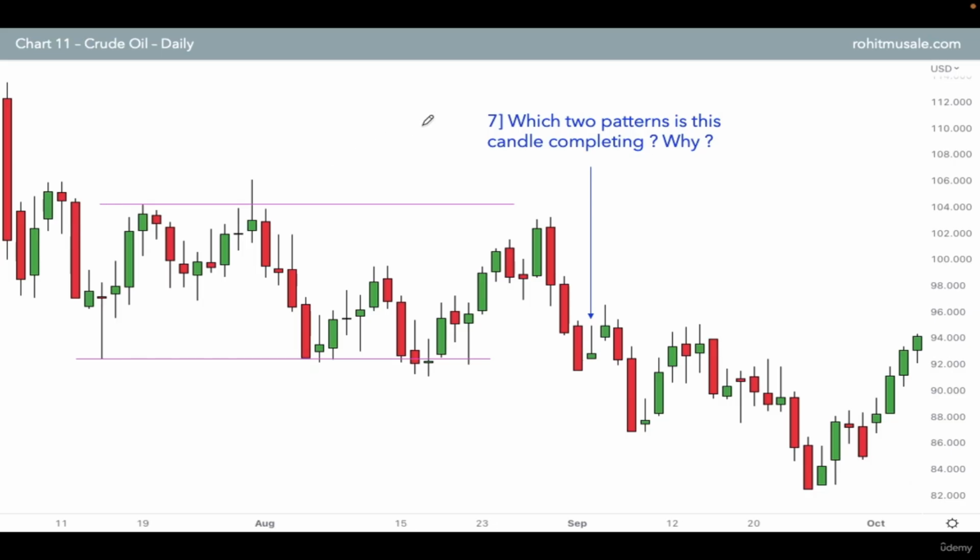Number 7, which two patterns is this candle completing and why? So the first pattern is these 2 candles, that's a bull harami, and the second is the inverted hammer, the standalone candle. Why bull harami? Because the market is going down and this body is engulfed by the prior real body. So that's the bull harami. And why inverted hammer? Well, the market is coming down and you have this inverted hammer candle here, which usually comes after a downtrend, and it's a bullish candle.